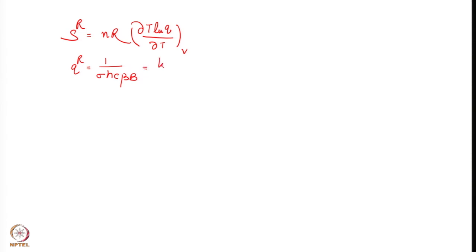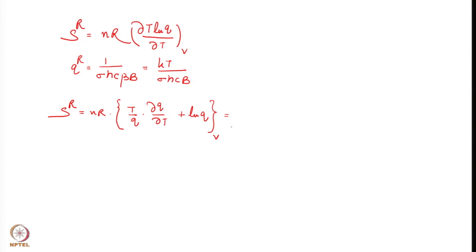I can write this as kT over sigma hcB. Beta is equal to 1 over kT. All right. So, what I will do now is, I will substitute here. S_r is equal to N_r into, let's see what we get. If I keep T by q, del T, this one will come plus log q will come into del T by del T 1. This all is going to be at constant volume. Let us see what we get.